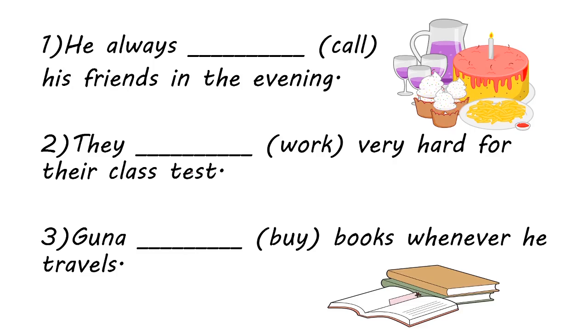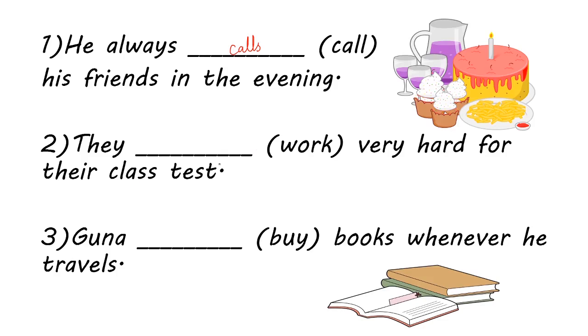So here are a few questions for you. I just want you to pause the video and answer these questions using simple present tense. Okay, so I hope you have answered the questions. Now let's check. He always dash his friends in the evening. So for he, she and it, I've told that we'll add s along with the verb. So he always calls his friends in the evening.